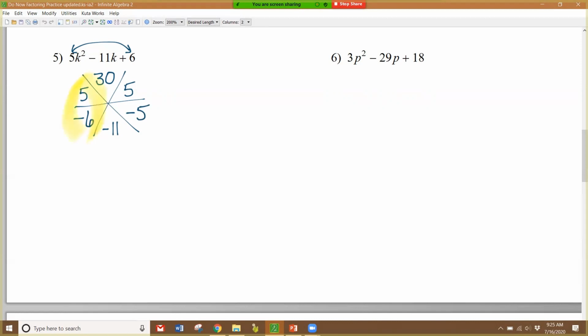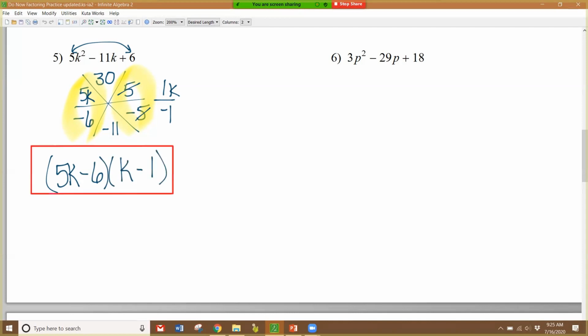We're looking at our two fractions. Since the numerator is 5, I know at least one of them has to reduce. In this case, the 5 and the 5 reduce to 1. Make sure you bring that negative over with the bottom one. So now I can add my variables to the top and make my two factors. So 5k minus 6 is a factor, and k minus 1 is the other factor. Final answer.